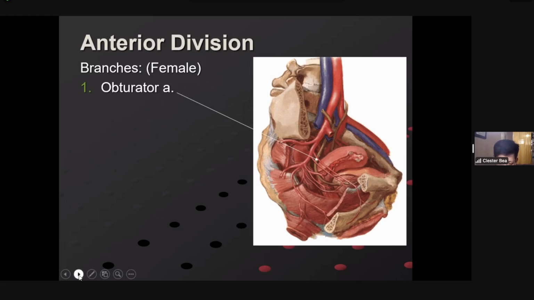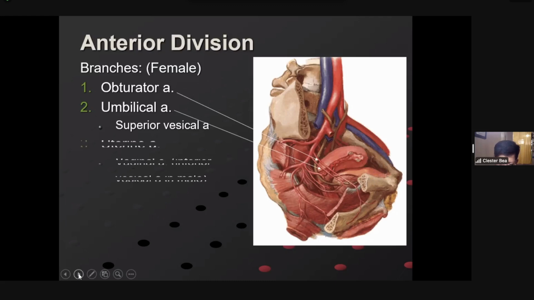Another is the umbilical artery, again another branch of the internal iliac. If you follow it, it will go over the dome of the urinary bladder and give off the superior vesical branch. After giving off that branch, the umbilical artery continues to the posterior side of the abdominal wall and becomes obliterated as the medial umbilical ligament.